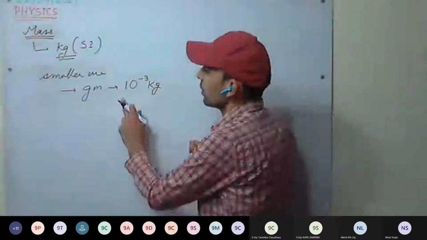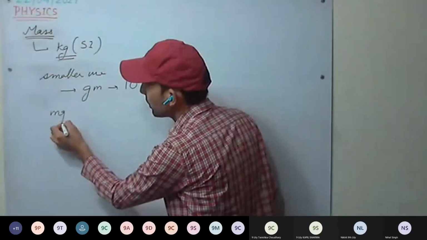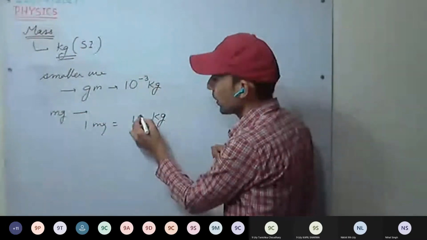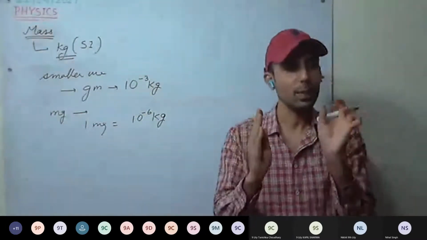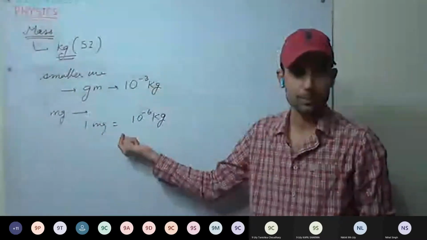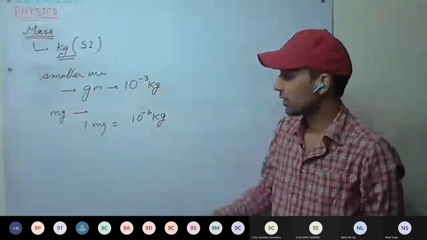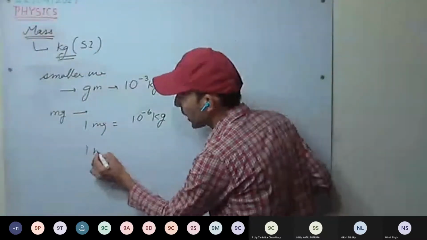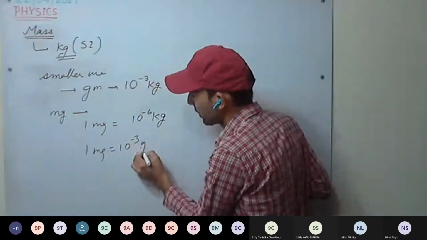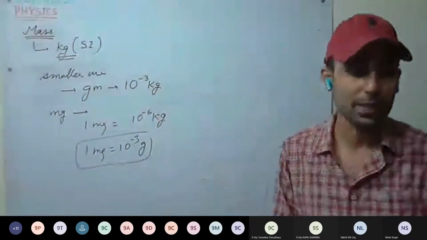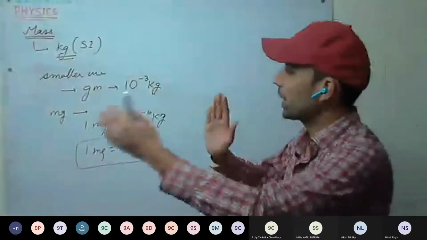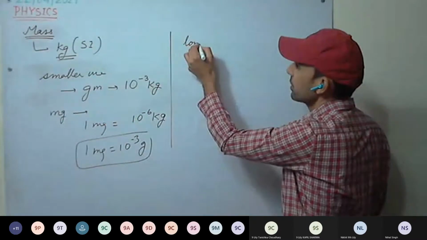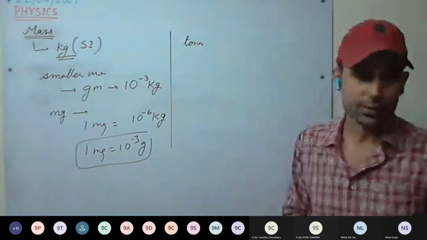Or milligram. 1 milligram is how much kg? 10 raised to power -6. That is, a 1 millionth part of a kg is 1 milligram. This is clear. Or in terms of gram, 1 milligram equals 10 raised to power -3 gram. We use g for gram, mg for milligram. Now for bigger measurements, we require bigger units. So that is the ton. Quintal is also there.